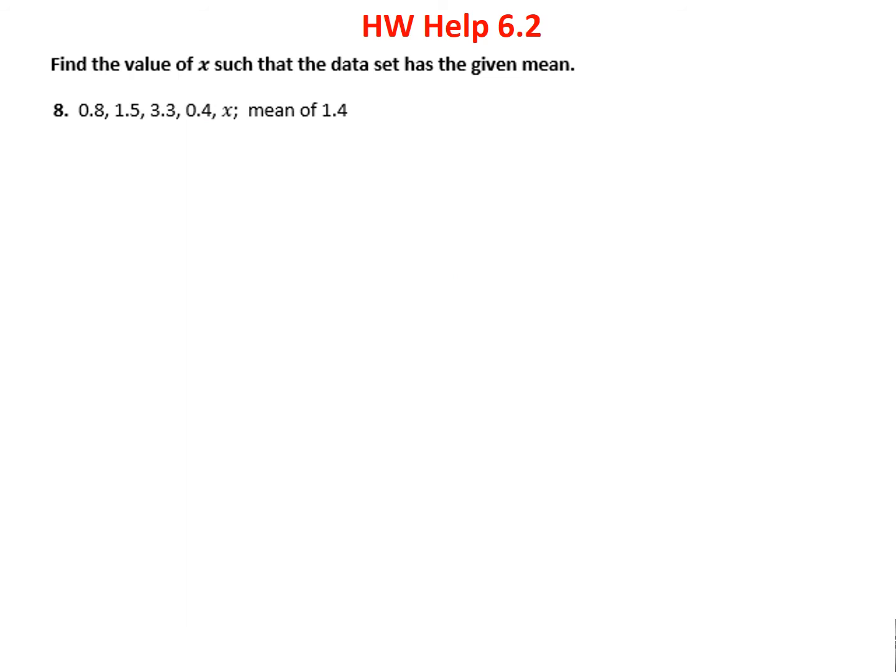Problem 8 is like 7. Again, we're trying to find the value of x, but we have decimals again. So remember that our mean, we add them all up and divide by the number. So 0.8 plus 1.5 plus 3.3 plus 0.4 plus x, divided by the number. 1, 2, 3, 4, 5. There's 5 numbers, including x.